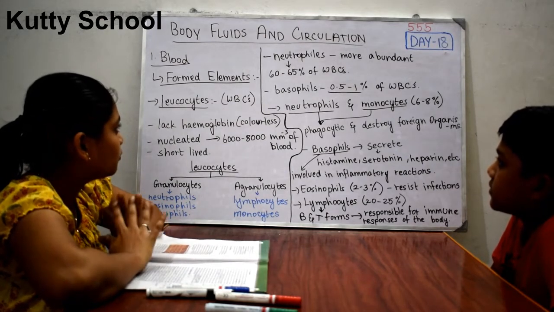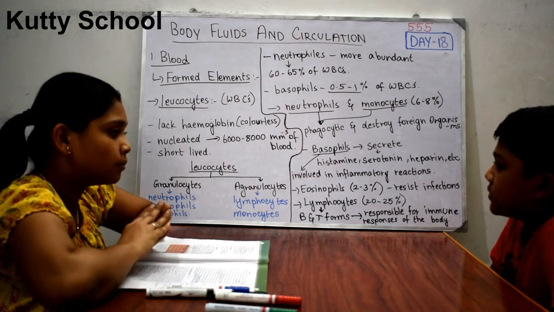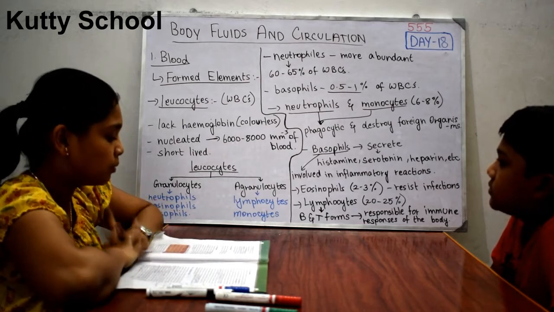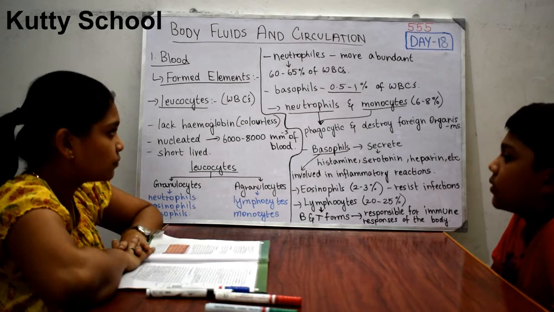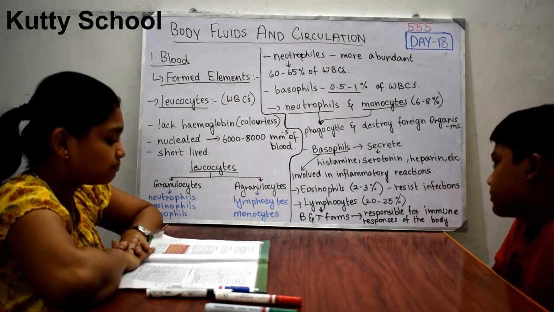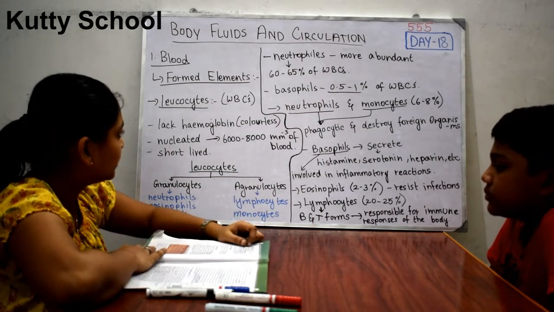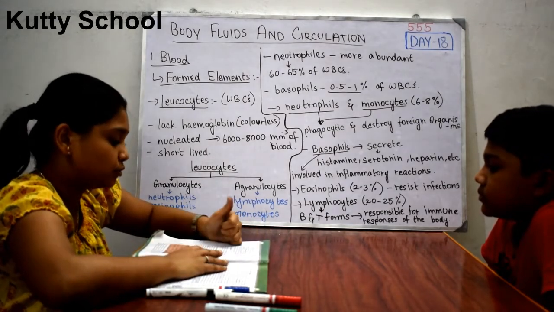Next week, formed elements. Up till now we have seen about RBCs and WBCs. Next week we are going to see about platelets. After seeing platelets, we will go to blood groups.